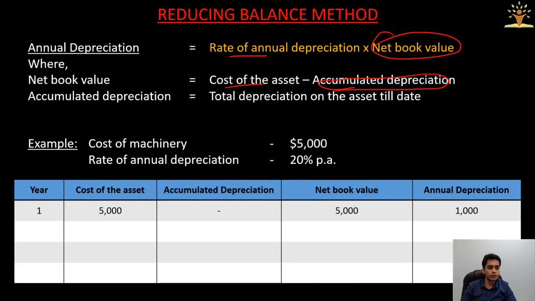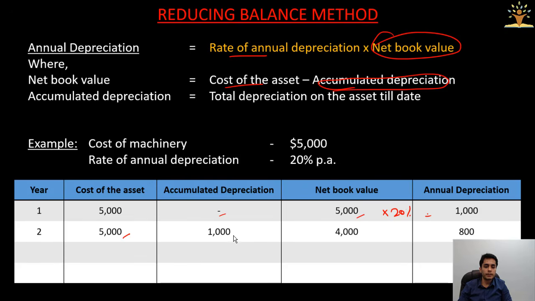First year, our cost of the asset is $5,000. Accumulated depreciation is obviously 0. No depreciation has been given in any of the previous years. So net book value, take a difference, you get 5,000. 5,000 into 20%, you get annual depreciation as $1,000. First year, done. Second year, cost of the asset remains same.